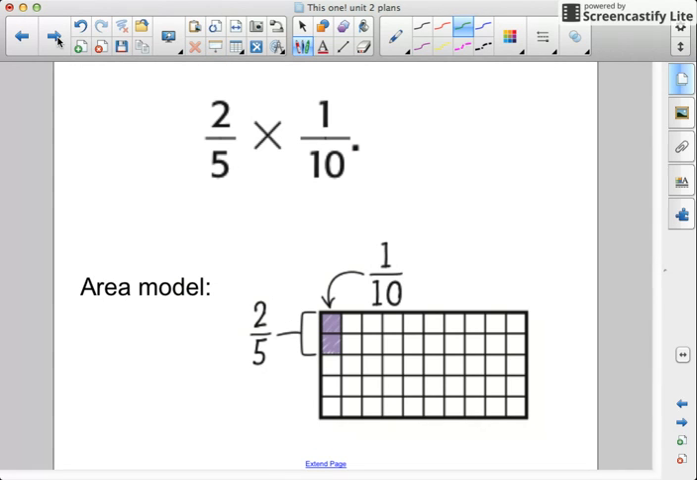Another picture form that you can do is using an area model. So what this says is I have 2 out of the 5 coming down this side. 1, 2 out of 1, 2, 3, 4, 5. On the top, I have 1 out of the 10. So my area model would be, this is 2 times 1. The area of the shaded part is 2. The area of the entire square is 5 times 10, which is 50. This one you can simplify to 1/25.